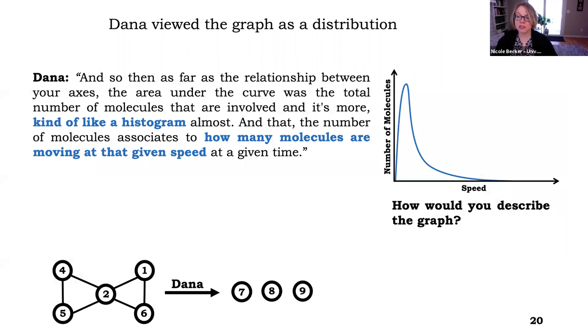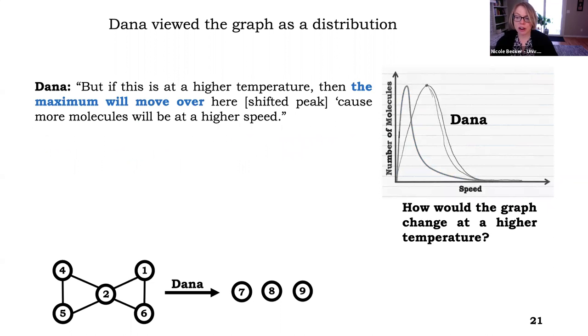To give you a sense of how students who thought of the graph as a distribution were thinking, consider Dana's description of the graph in prompt two. So when asked how she would describe the graph, Dana describes the graph as kind of like a histogram almost. And she identifies that the y-axis tells how many molecules are moving at that speed at any given time. When asked to predict how the graph would look for a higher temperature sample, Dana inferred that the maximum would move over to the right towards higher speeds because more molecules would be at higher speed. And you can see that the graph drawn by Dana clearly shows a peak shifted towards the right.